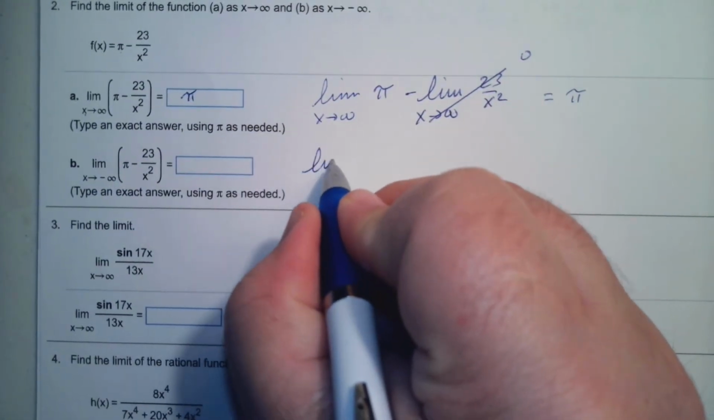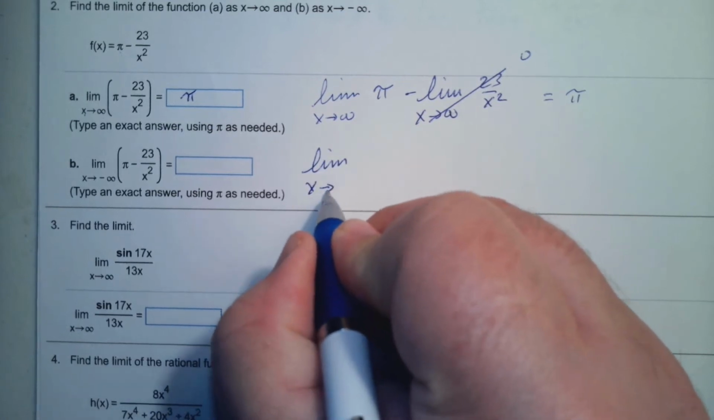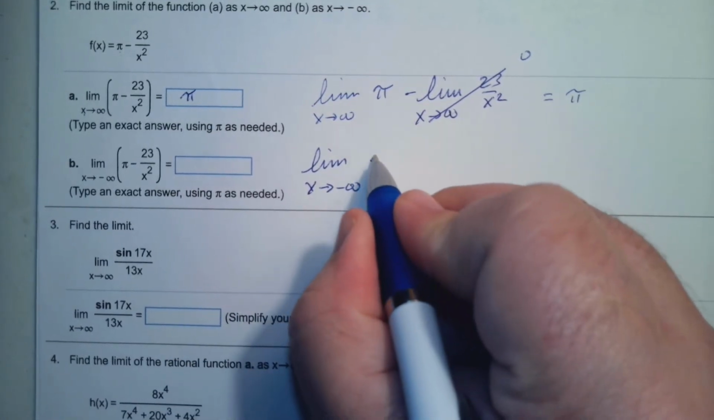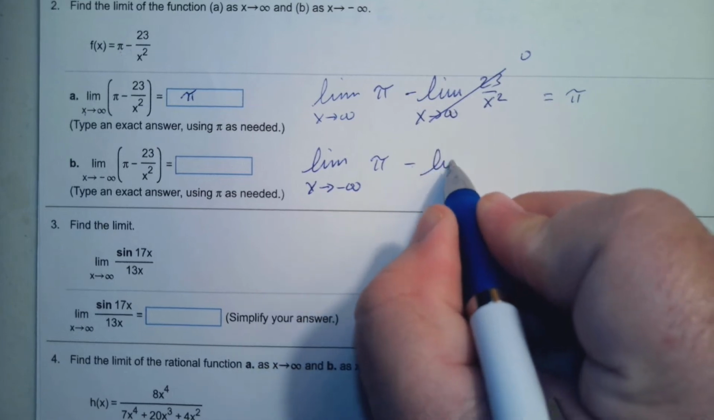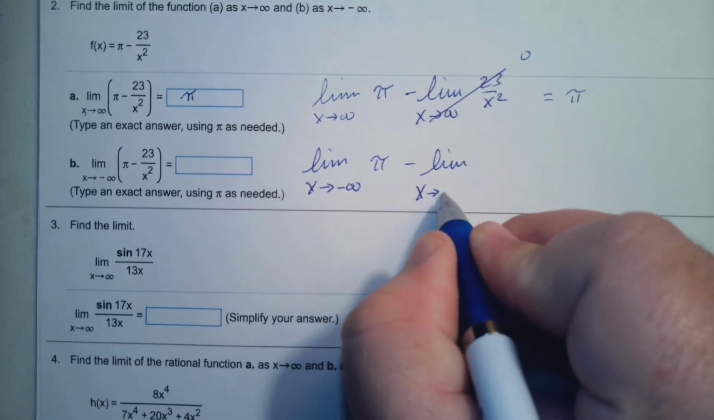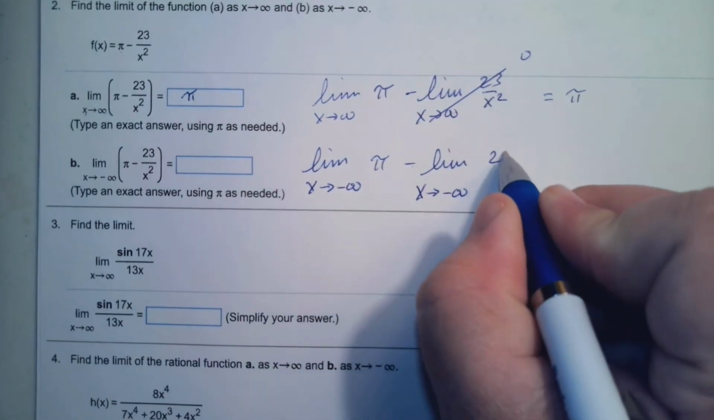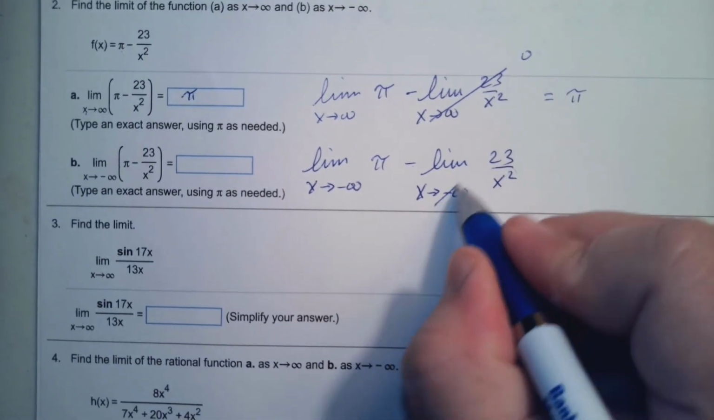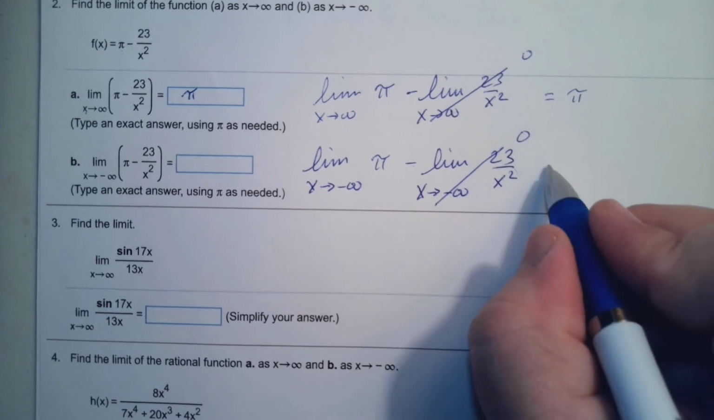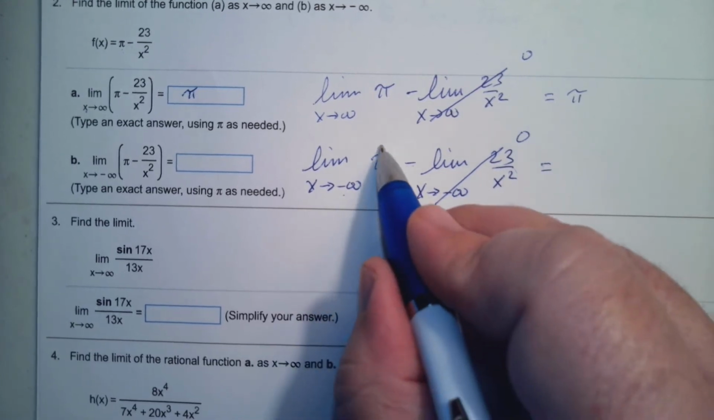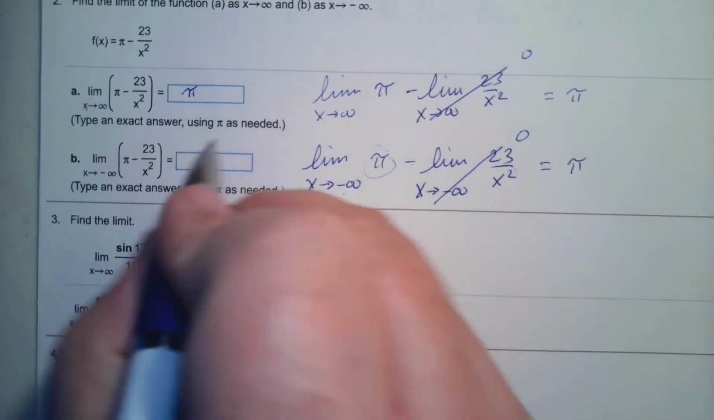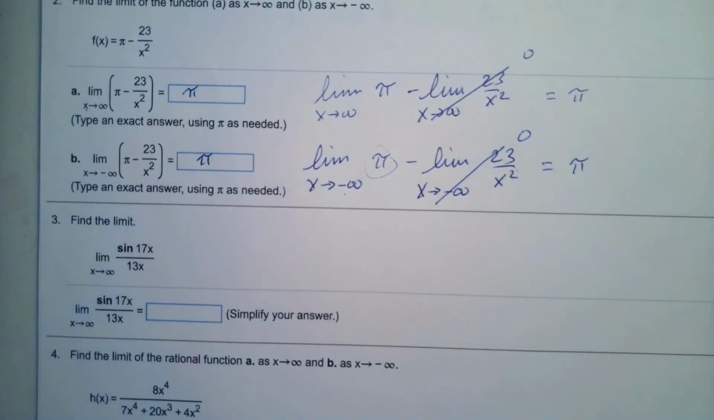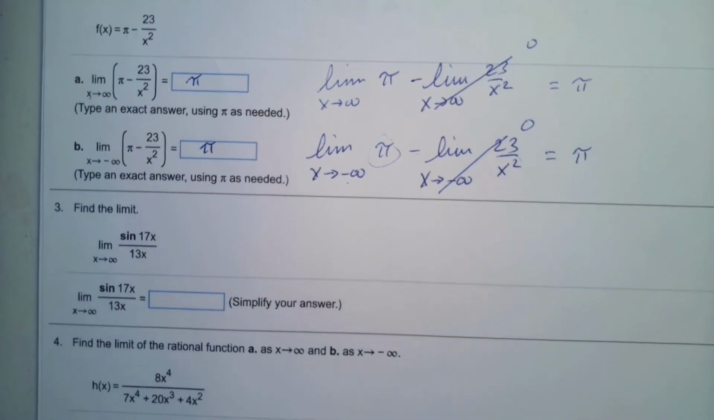Similarly, as x goes to negative infinity, we can split them up. 23 over x squared: again, x is on the bottom, so it goes to 0. This is a constant. This stays a constant. No matter what x becomes, it's always going to remain pi.